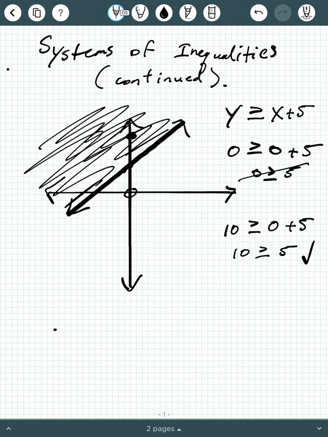You can always determine whether your shading will be above or below the line based on the inequality symbol. So if it says y is greater than, you're always going to shade above your linear inequality. If it would say y is less than, you'll shade below that line. So that's a review looking at just a simple linear inequality.